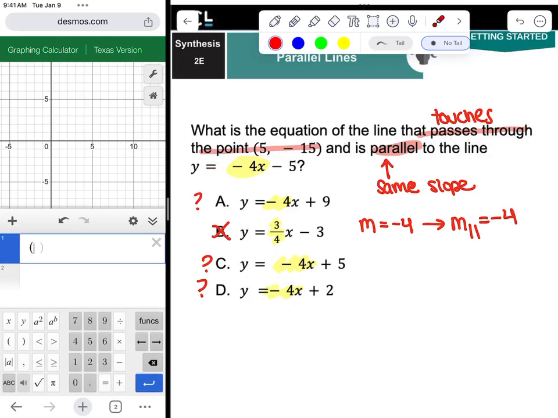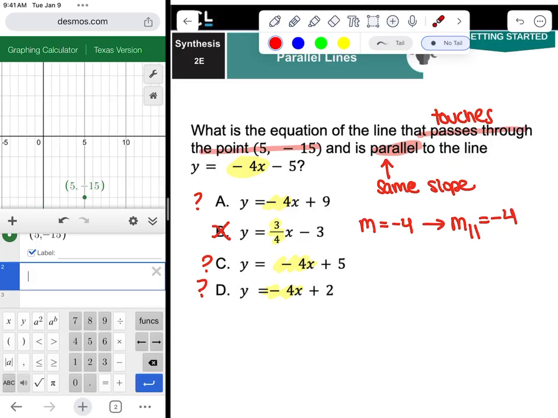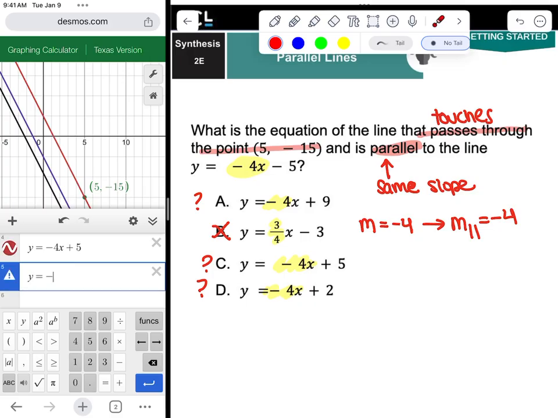So I'm going to go to Desmos. I'm going to put in 5, negative 15. I'm going to hit label. And if you can't see it, you're just going to zoom out. Oh, there it is. Nice. I'm going to go ahead and graph our first equation, y equals negative 4x minus 5. And then I just want it to be parallel to that and touch that point. So here comes answer choice A, 4x minus 9. Answer choice C, y equals negative 4x plus 5. And answer choice D, y equals negative 4x plus 2.